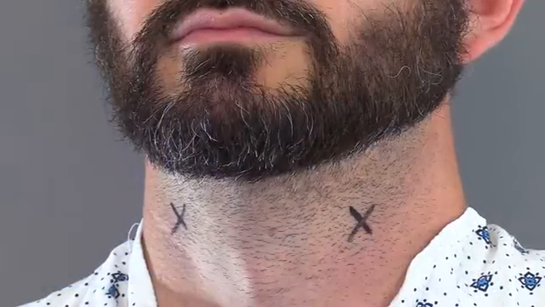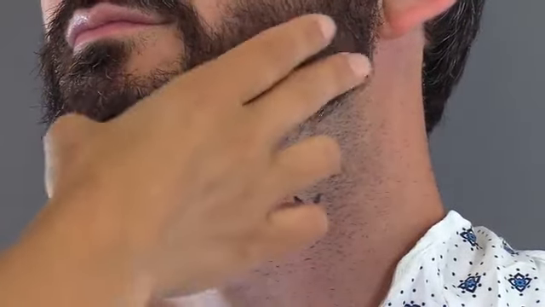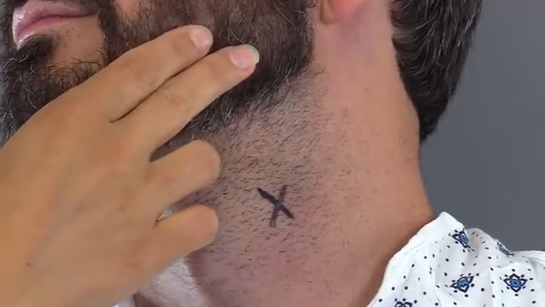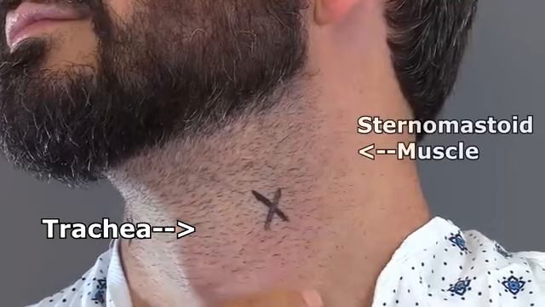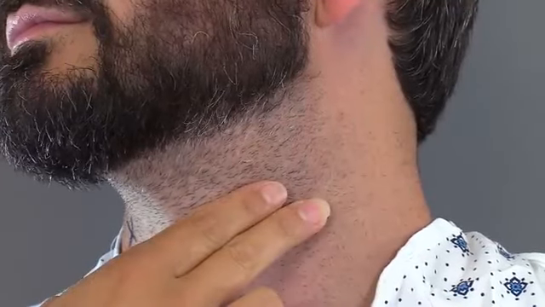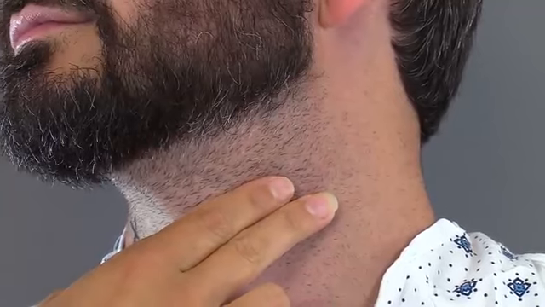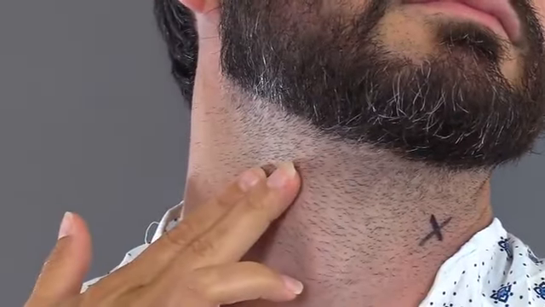To find this pulse point, we'll use the landmarks of the jaw because we're going to go below the jaw. We're going to have the patient tilt the head like this, and we're going to find the trachea and the sternomastoid muscle. And we're going to go in between that, and you will be able to feel, and you'll lightly just feel on the pulse. And then when you're done with that, you'll go to the other side and do the same thing.